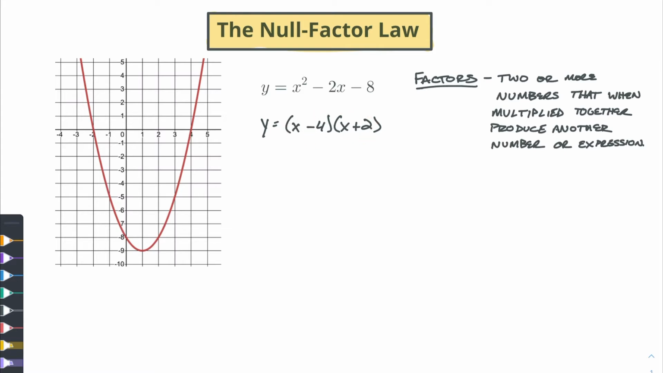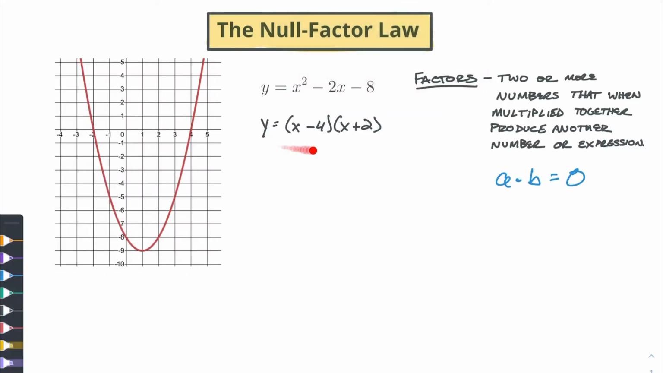So the null factor law, here's the null part. The null means if you've got two things that when you multiply them together equal 0, then either this piece has to equal 0 or this piece has to equal 0. Because of course, when you multiply two numbers together to get a result of 0, either one has to be 0 or the other has to be 0.